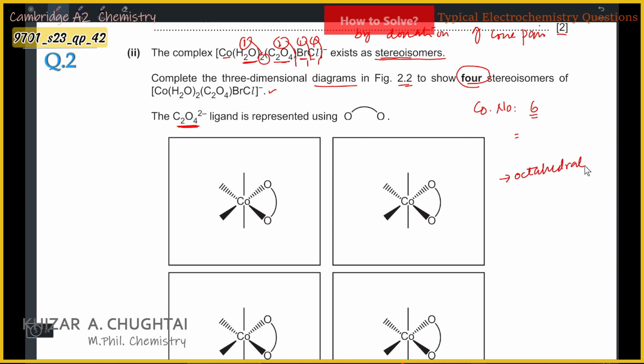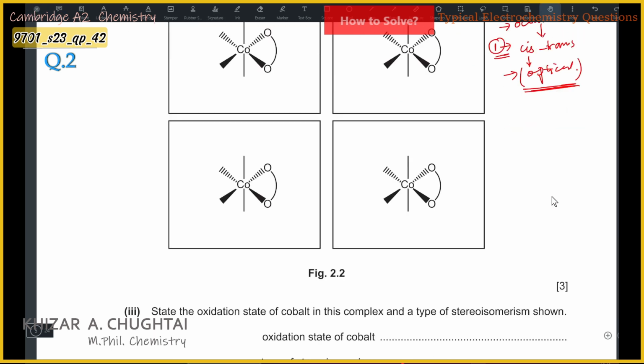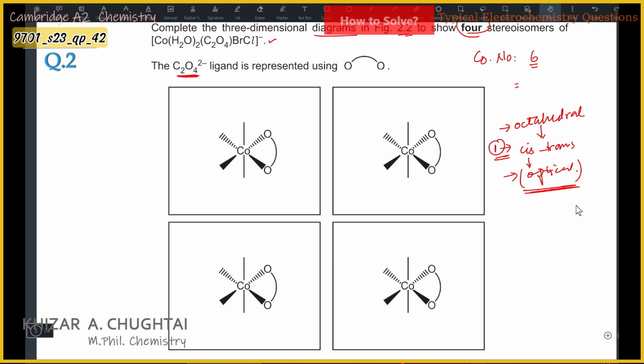Octahedral geometry is over here. In octahedral geometry, there is a possibility of cis-trans isomers, and there is also the possibility of optical isomers. In my opinion, first of all, you should make the cis-trans isomer. Then we can convert the cis isomer into an optical isomer in most cases. In most cases, cis isomers have optical isomerism, but trans do not.